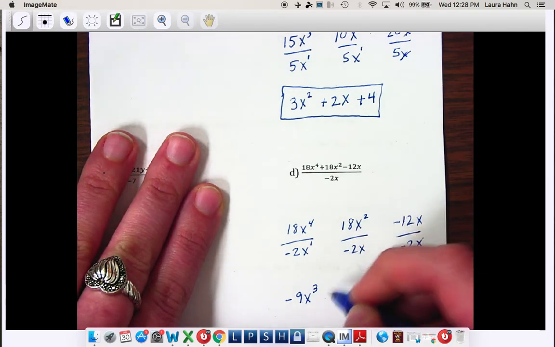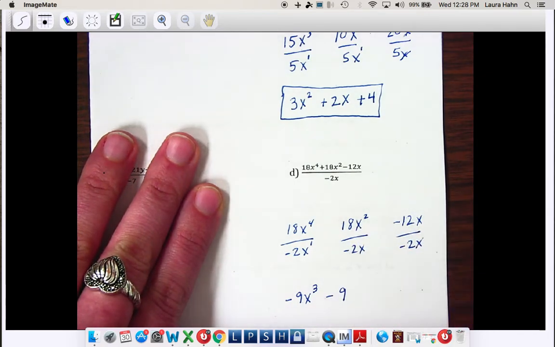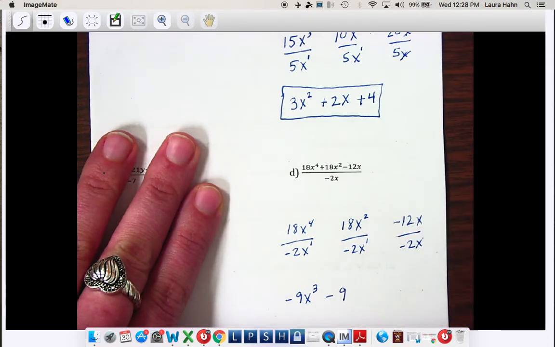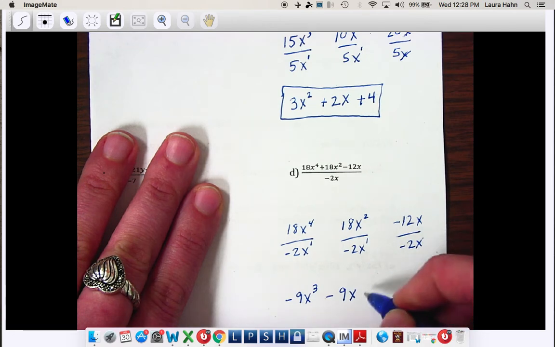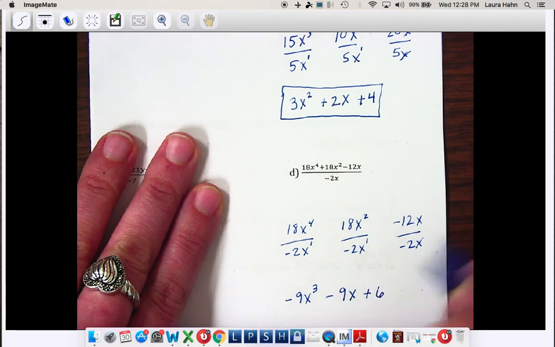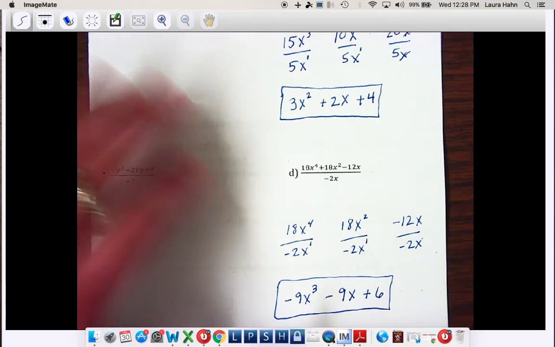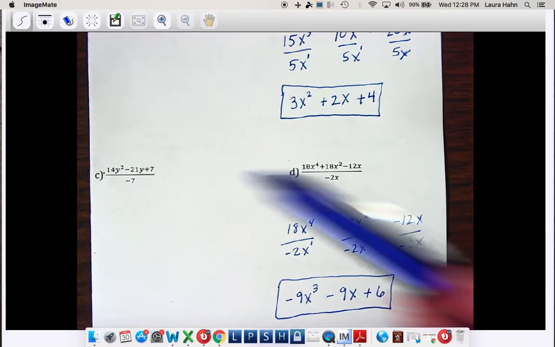18 divided by negative 2 is a negative 9, so I put a minus 9. X squared divided by x, I subtract my exponents, that's just going to give me x to the first power, which I don't have to write. Finally, negative 12 divided by a negative 2 is a positive 6, so plus 6. 1x on top cancels the 1x on bottom, so those x's cancel. There's my answer. All right, so I want you to practice doing that on A and C.